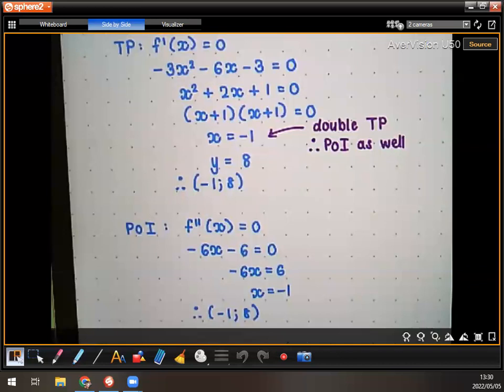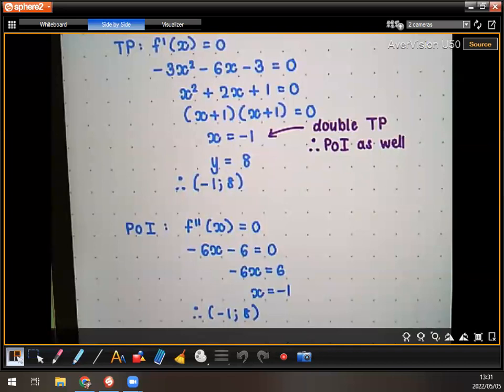Okay, I can show you the point of inflection calculation, because I've already given it away. We're going to get that same point. So you can make your second derivative equal to 0, which is -6x minus 6. And then you're going to solve for x and you're going to get the exact same point.